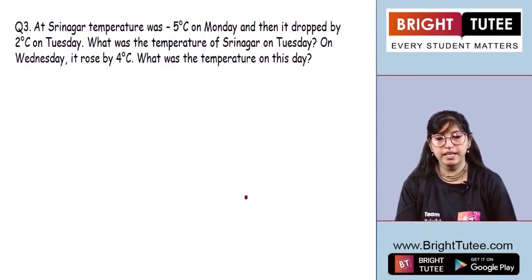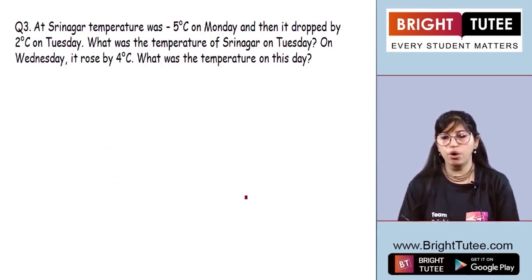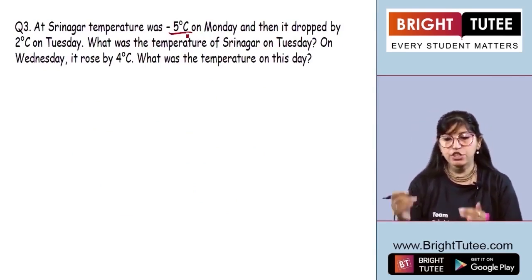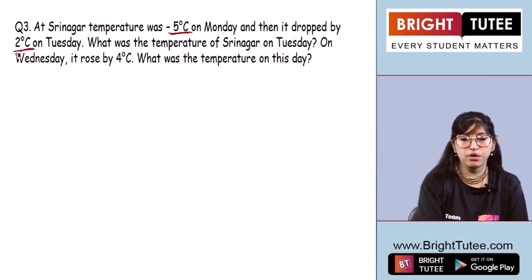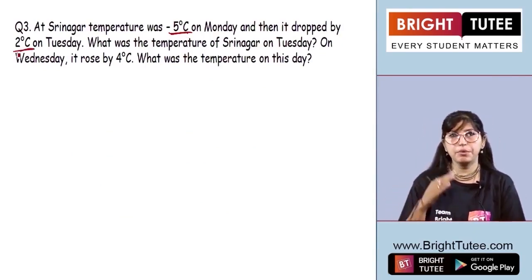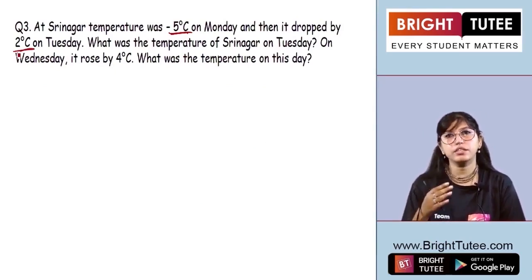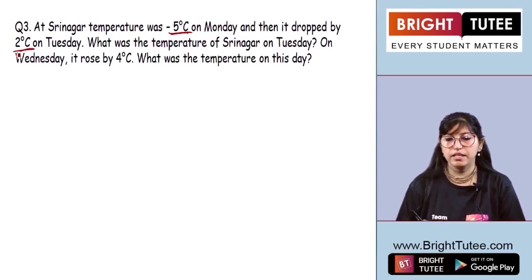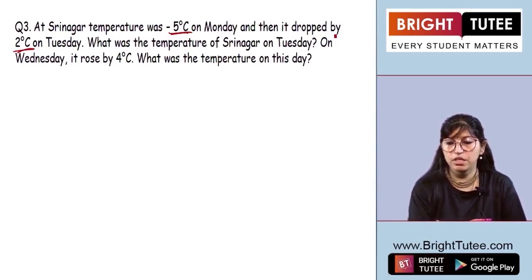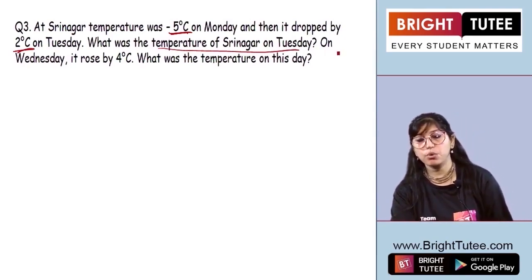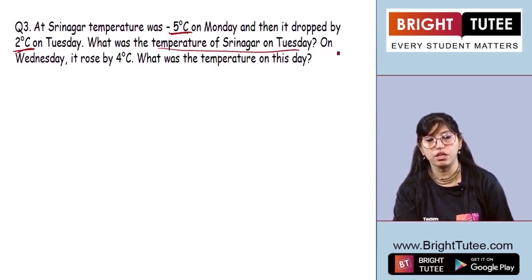Now over here it says that at Srinagar, the temperature was -5 degrees Celsius on Monday and then it dropped by 2 degrees Celsius. Now if it dropped on Tuesday, that means we are getting a minus sign. If it had increased, we would have added it. But since they said that it dropped 2 degrees Celsius, the first question is, what was the temperature of Srinagar on Tuesday?